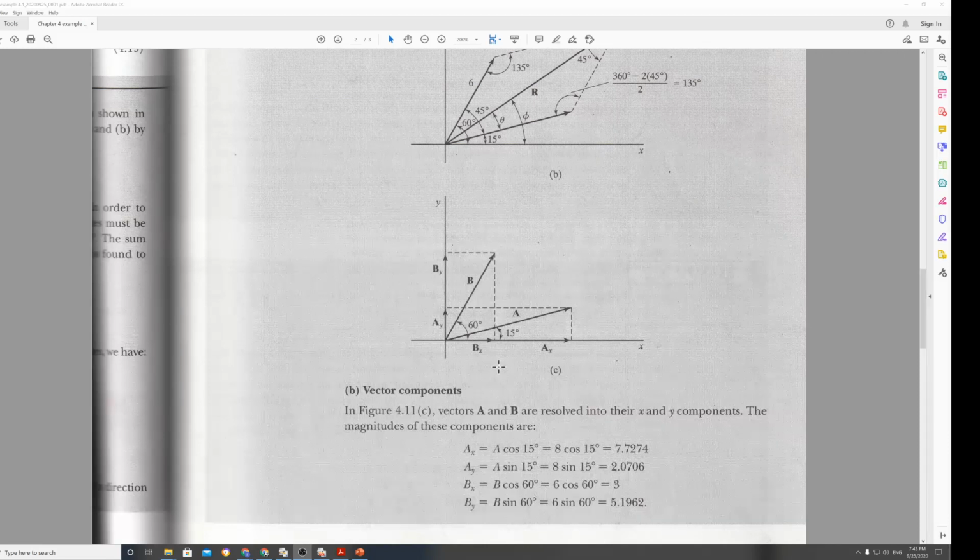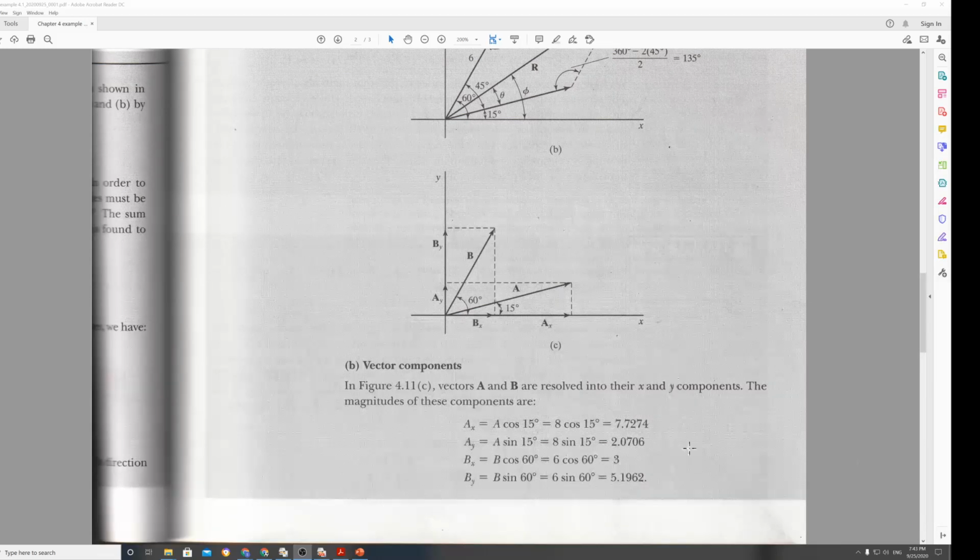So basically you do these separately, right? You add Ax to Bx, which gives you something over here. Then you add Ay to By, which gives you something up here, and then your new one comes out to be somewhere over here, right? Okay, that's our R. All right, so we continue on.